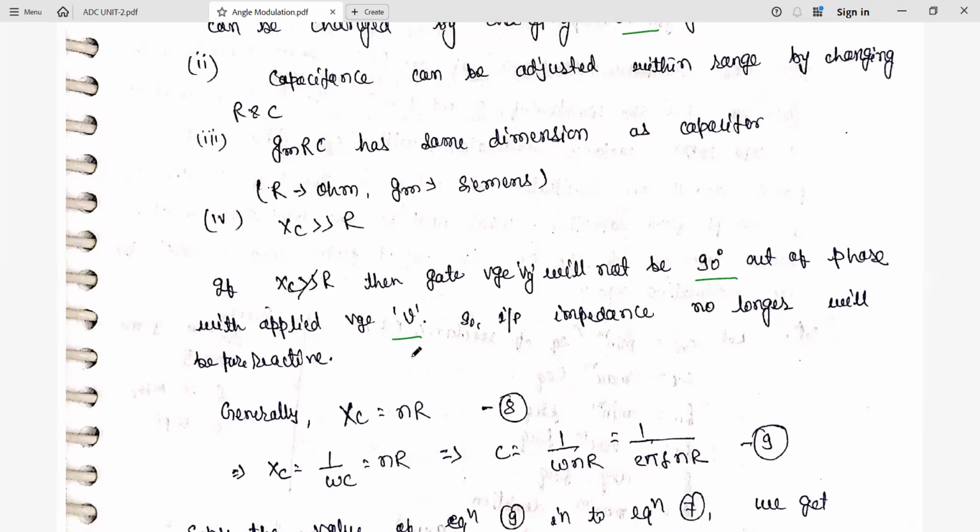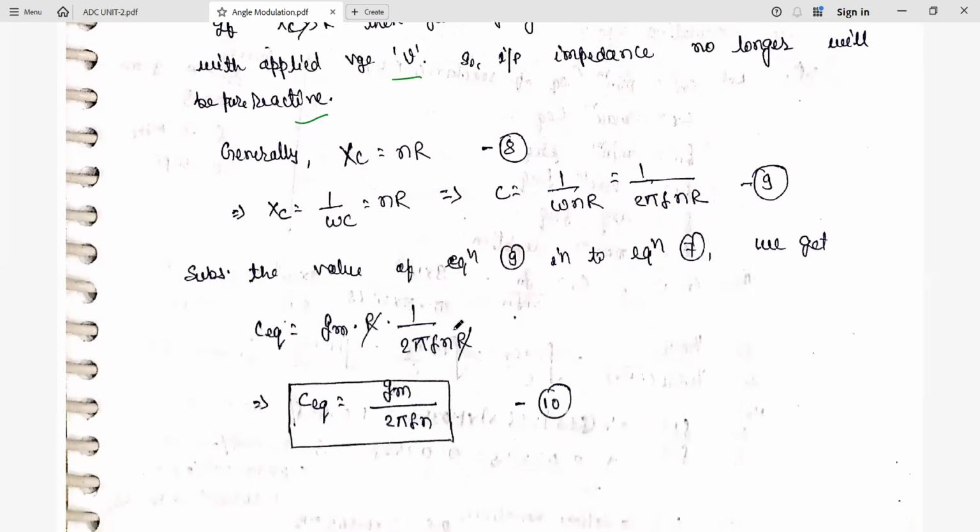So impedance no longer will be the pure reactance. So these are the problems here in case of the direct method. So generally we are going to consider here Xc equal to N times R, and Xc already is 1 by omega C, so that is going to be equal to NR. So from here, if you find the capacitance value, C is 1 by omega NR, and omega is 2 pi F, so we are getting equation 9.